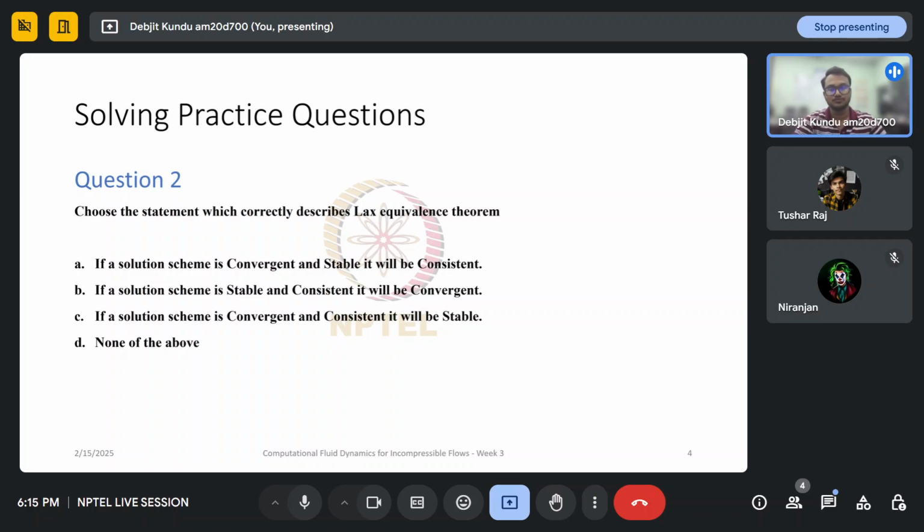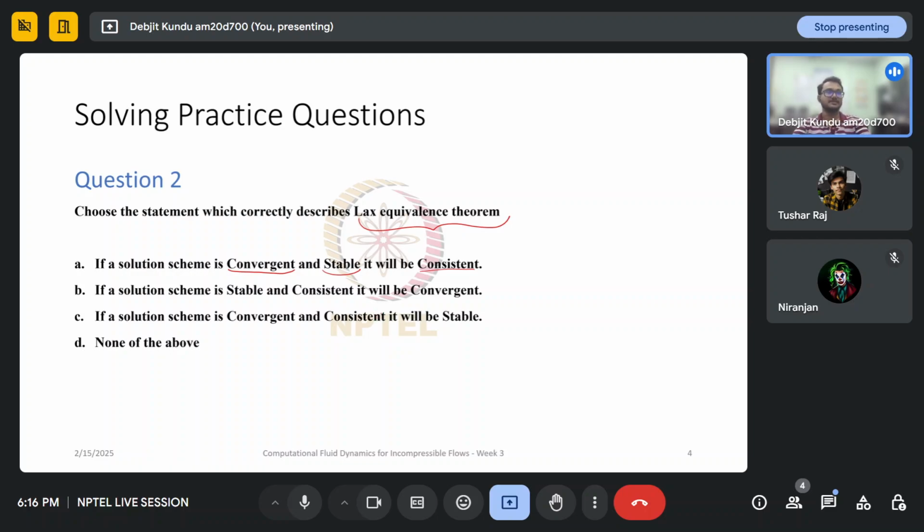We have question number 2, which relates to the Lax equivalence theorem. It's asking us to choose the statement which correctly describes this theorem. So there are three statements A, B, and C, and option D just says that none of the above is true. Option A says that if a solution scheme is convergent and stable, so these are all important keywords here, then it will be consistent. That's what the statement is.